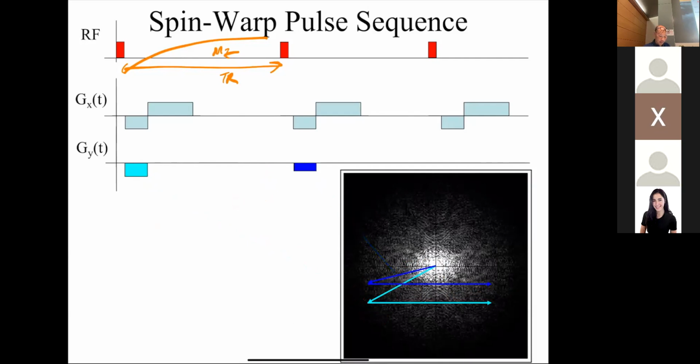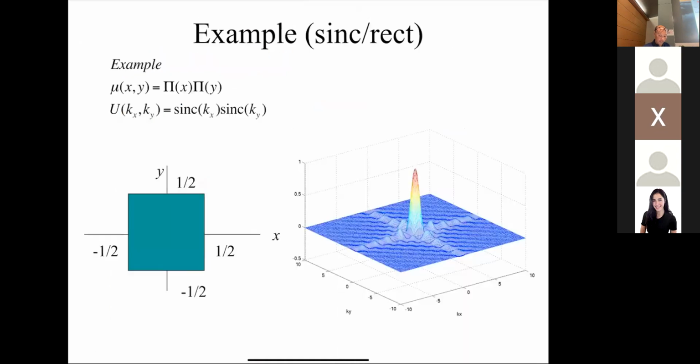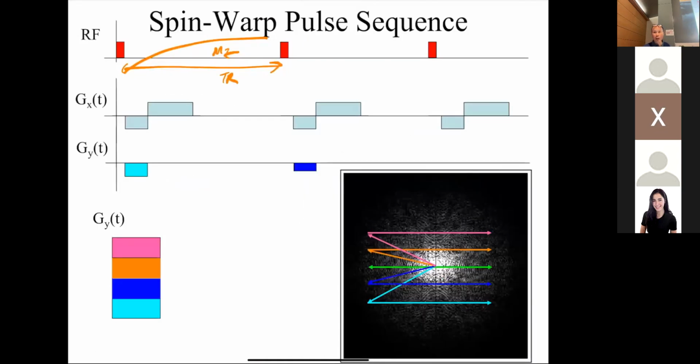Then I can keep going, and this one here has 0 gradient in Y, so I just stay along the KX axis. I go out here and then I come back. So in every case, the initial gradients take me out to my starting point, and then I just cross that line. I just go line by line through K space. I can keep playing that game with more and more gradients. Actually, that brings us to the end of this class.